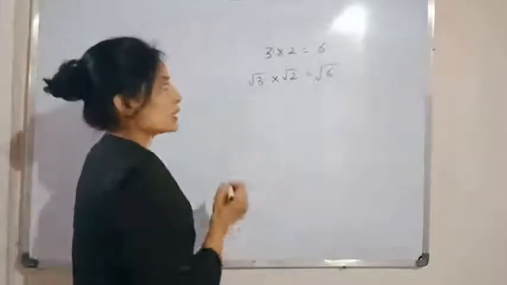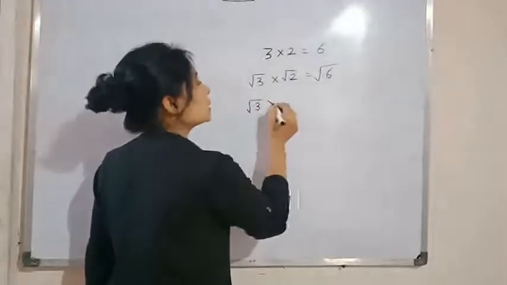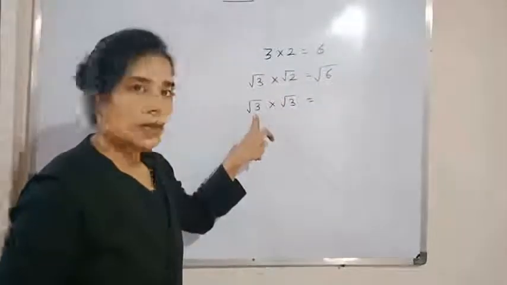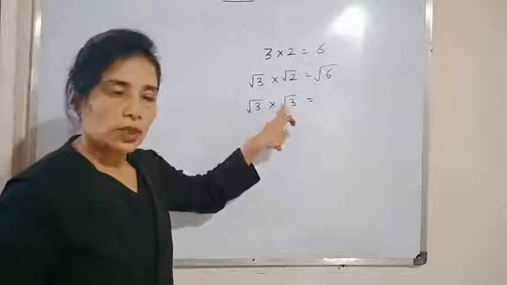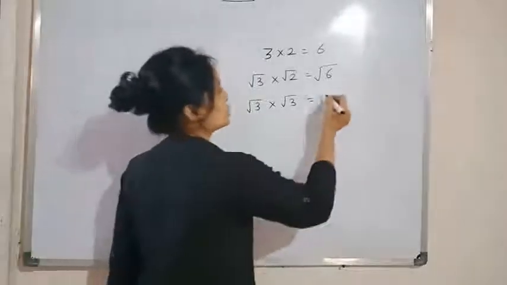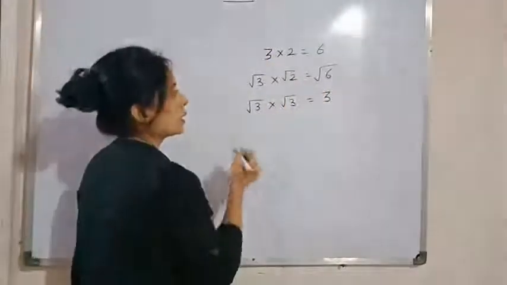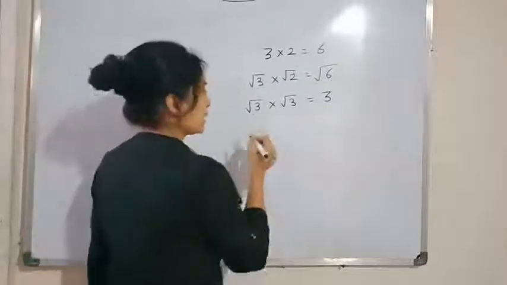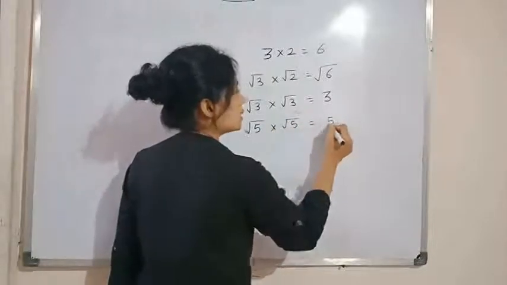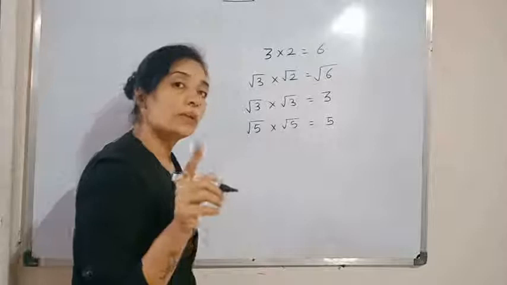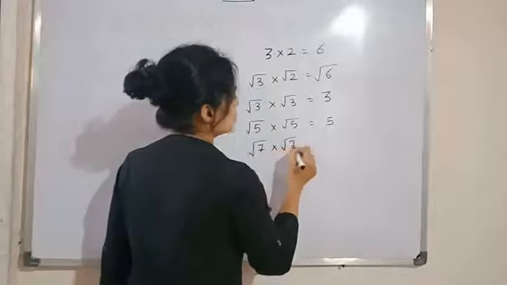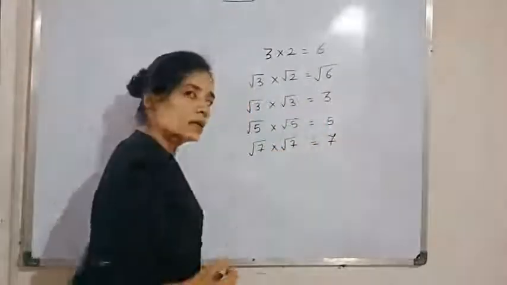If two numbers are given in such a way, root 3 into root 3, same number in under root, same number in under root, so if we multiply such numbers, root 3 into root 3 equals 3. The under root will be removed. Similarly, if I take root 5 into root 5, it will be 5. Remove the under root if the numbers are the same. If it is root 7 into root 7, then it will be 7.